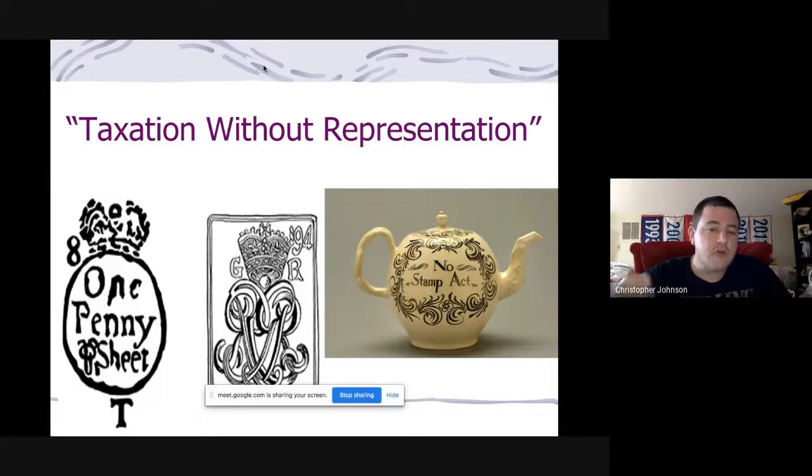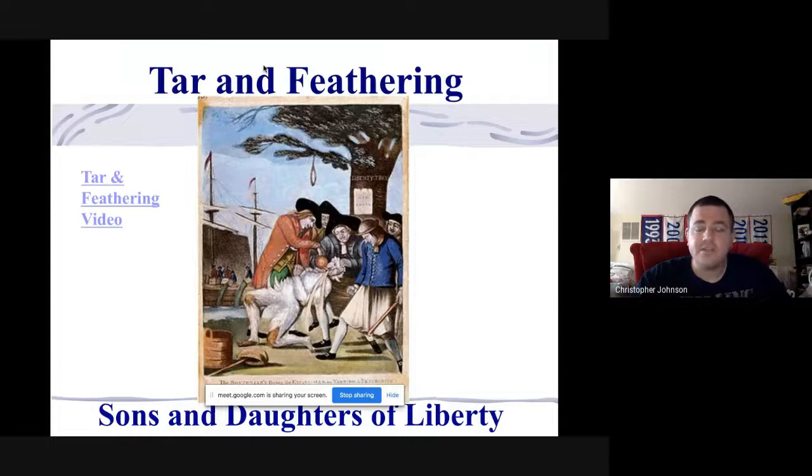If the British would have given the colonists representation in Parliament, a chance to really have a voice, I think the colonists would have paid the taxes. I think this would not have blown out into a war. So what ends up happening? Well, we form what's called the Stamp Act Congress.